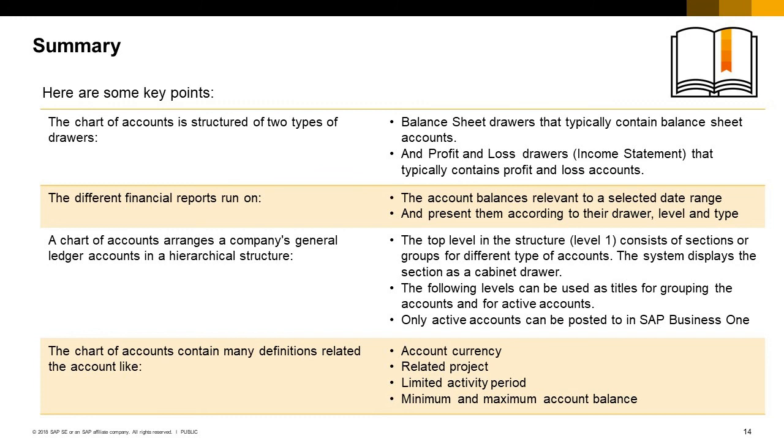A chart of accounts arranges a company's general ledger accounts in a hierarchical structure. The top level in the structure, Level 1, consists of sections or groups for different types of accounts. The system displays the section as a cabinet drawer. The following levels can be used as titles for grouping the accounts and for active accounts. Only active accounts can be posted to in SAP Business One. The chart of accounts contains many definitions related to the account, like account currency, related project, limited activity period, minimum and maximum account balance.